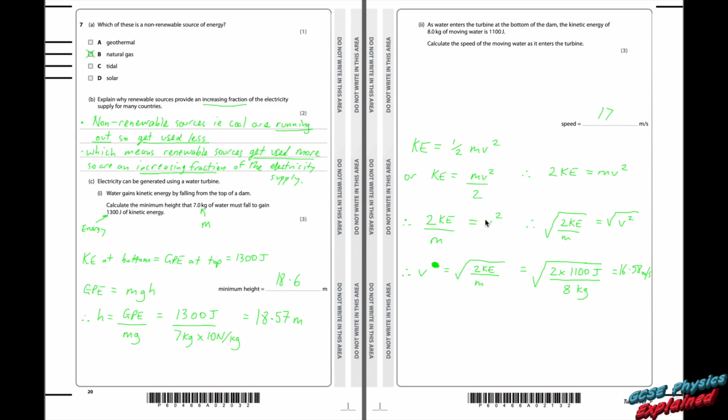Now, I don't want v squared, I want v. So if I square root both sides, that will turn v squared into v. And that'll equal the square root of 2 times the kinetic energy divided by the mass. So this is a common rearrangement. Because it's tricky, they use it quite often. So make sure you learn how to do it. Put the numbers in, comes out as 16.58. I've just rounded it up to 17.